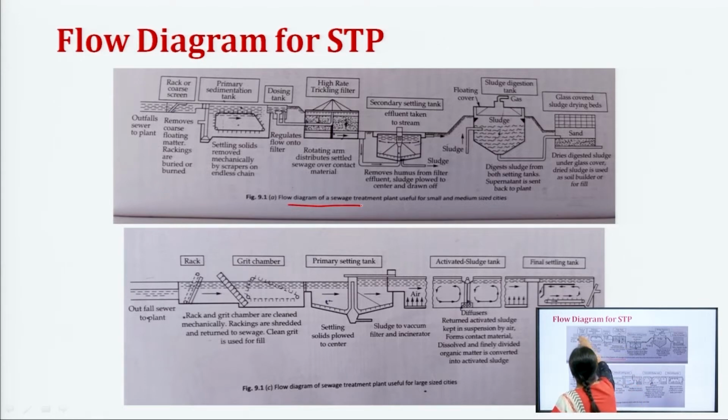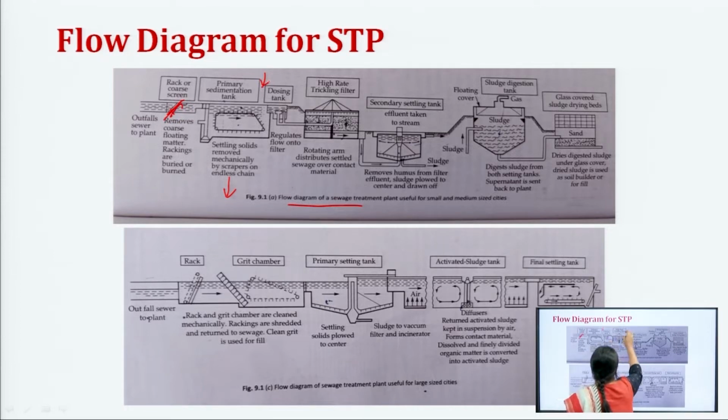Okay. For removing that, first we will have a screen here. It is going to remove coarse floating materials, racks. Then after this screen we may have a sedimentation tank. Between the screen and the sedimentation tank, if you want, you can include many other preliminary processes also, which we will be discussing. But in this case, after the screen you go directly to a primary sedimentation tank, which is going to sediment out all the solid organics, some organics and inorganics also, right.